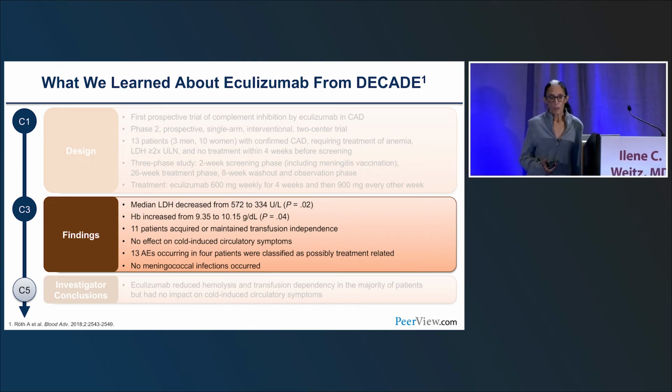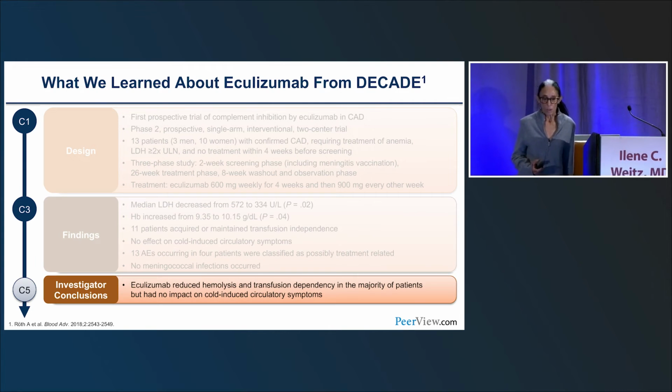There were 13 AEs in 4 patients, and it was deemed that those were possibly treatment-related. There were no meningococcal infections. So eculizumab does reduce hemolysis and transfusion dependency in the majority of the patients they looked at, but it had no impact on the cold circulatory symptoms.